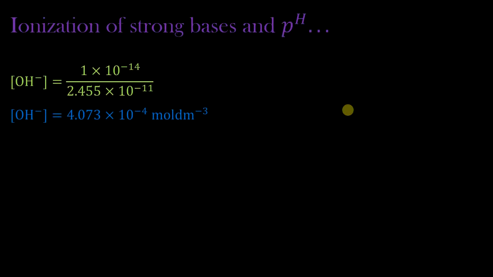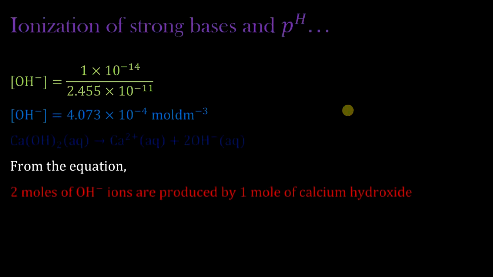So after obtaining that, you are going to follow the same procedure: write the equation for ionization of calcium hydroxide, relate the hydroxyl ions to calcium hydroxide for you to obtain the molar concentration of calcium hydroxide. So that brings us to the end of this part, calculation of pH of strong bases.